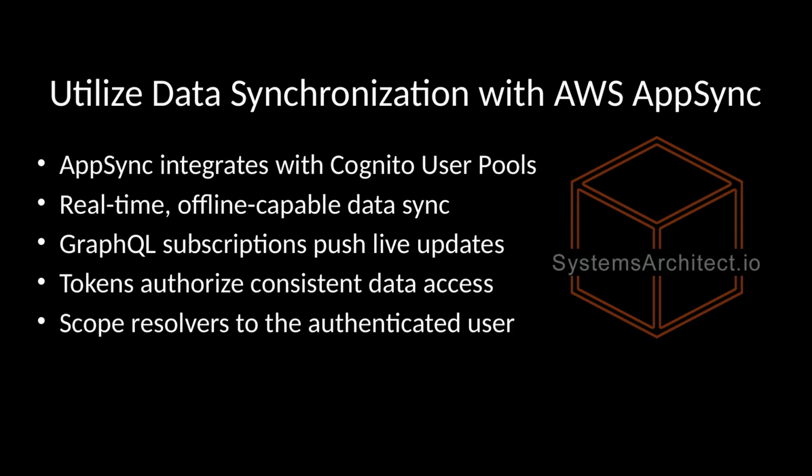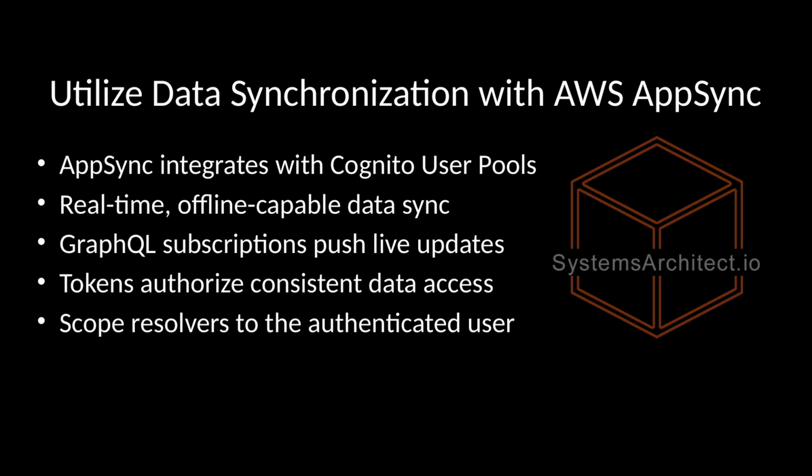13. Utilize data synchronization with AWS AppSync. Applications spanning multiple devices need a consistent way to keep user-specific data synchronized, and pairing Cognito's authentication with AWS AppSync gives you exactly that, building real-time, offline-capable data sync on an identity layer you've already configured.